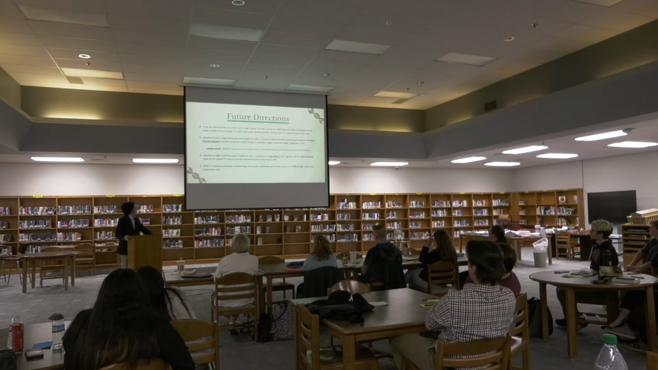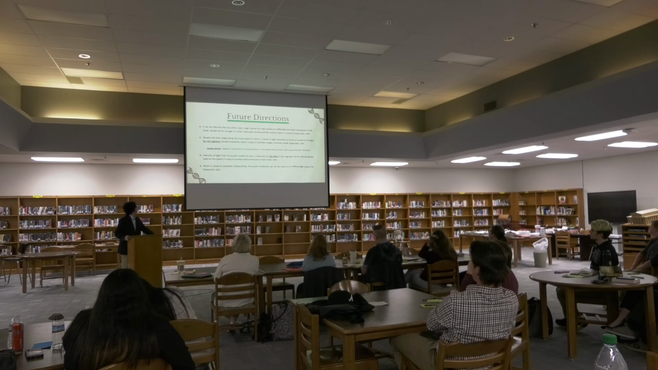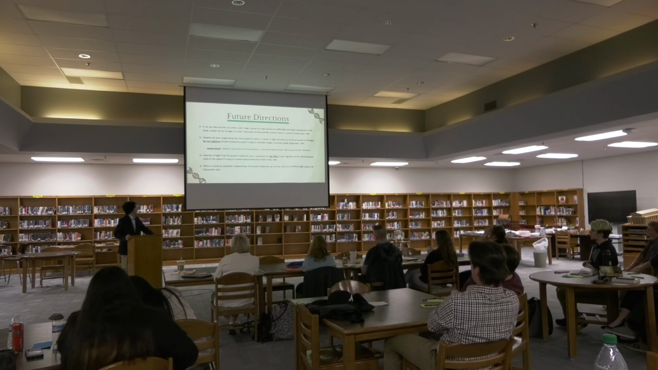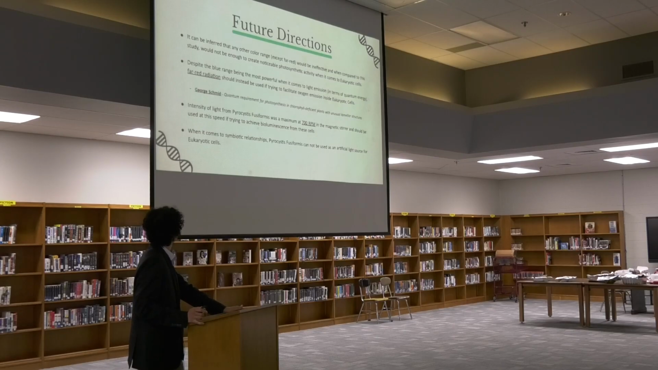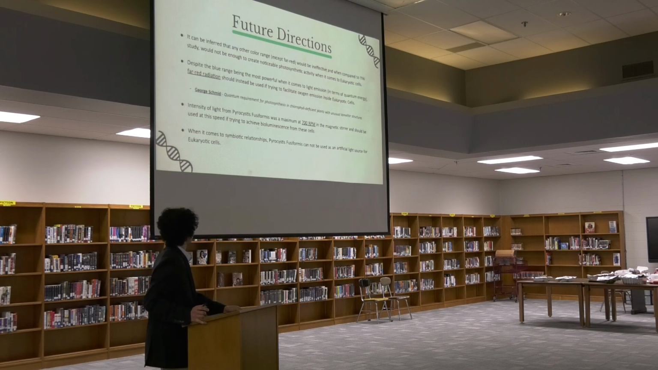So for future directions, it can be inferred that any other color range except far red would be ineffective, and when compared to this study would not be enough to start photosynthetic reactions at a noticeable level. Despite the blue range being the most powerful in terms of quantum energy, far-red radiation should instead be used if trying to facilitate oxygen emission inside eukaryotic cells, which can be shown in the source over quantum requirement by George Schmid below.